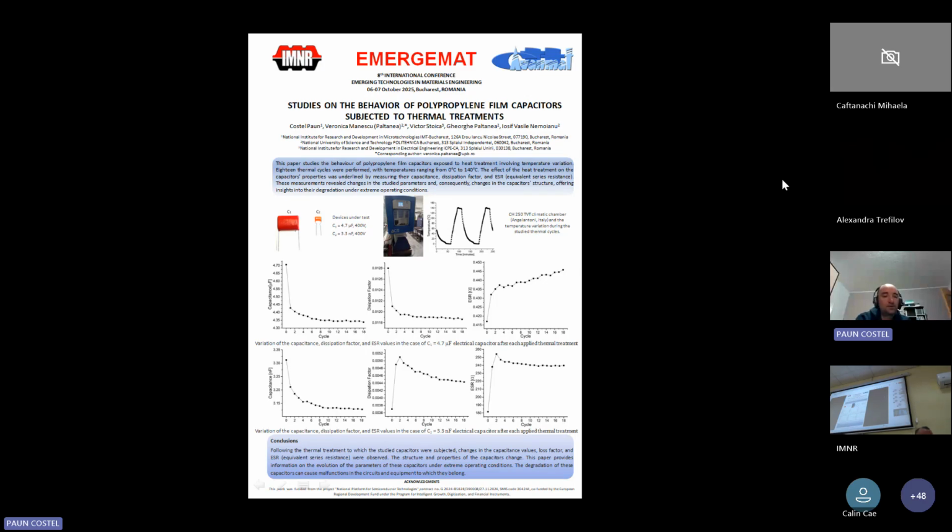Following the heat treatment to which the studied capacitors were subjected, changes in the capacitance, dissipation factor, and ESR values were observed. The structure and properties of the capacitor change. This work provides information on the evolution of the parameters of these capacitors under extreme operating conditions. The degradation of these capacitors can cause failures in the circuits and equipment to which they belong. Thank you very much for listening.